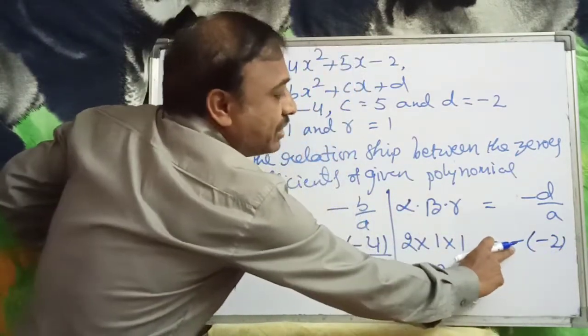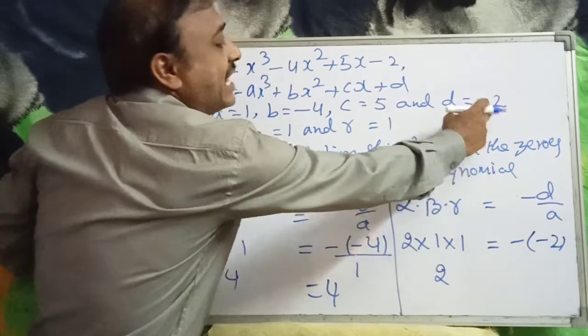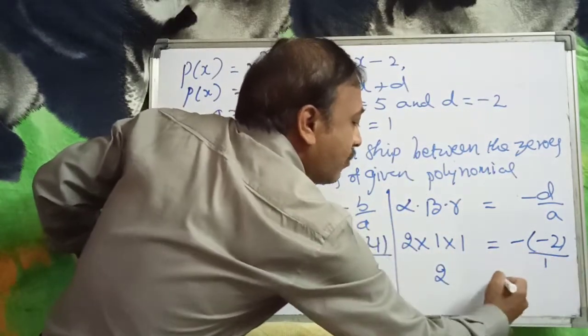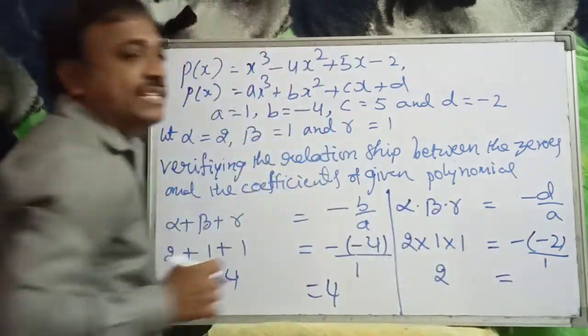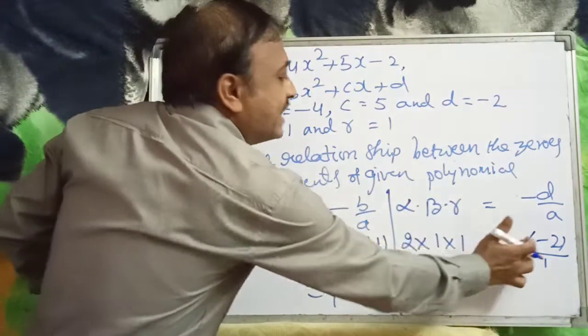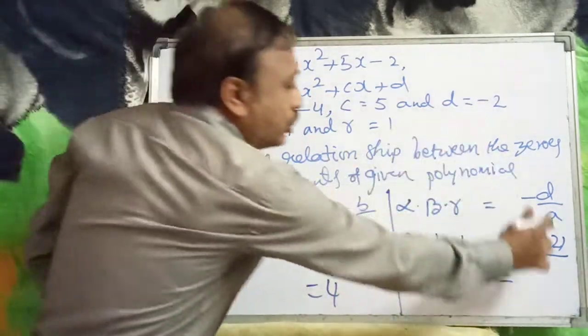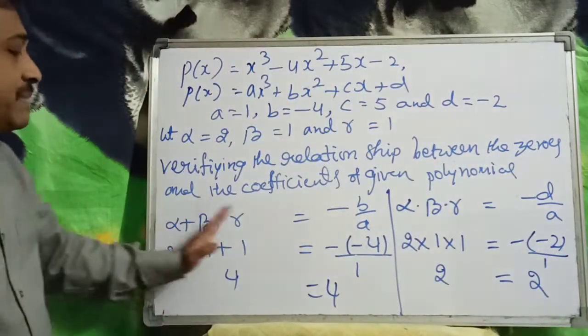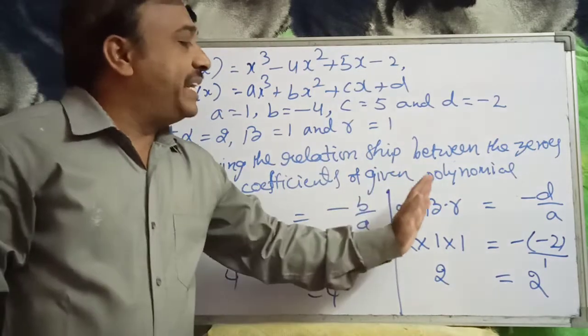So minus of minus 2. This minus is from the formula and this minus 2 is the constant term, divided by the value of a. Minus into minus is plus. So 2 by 1 is nothing but 2. So we verified alpha plus beta plus gamma, and alpha into beta into gamma.